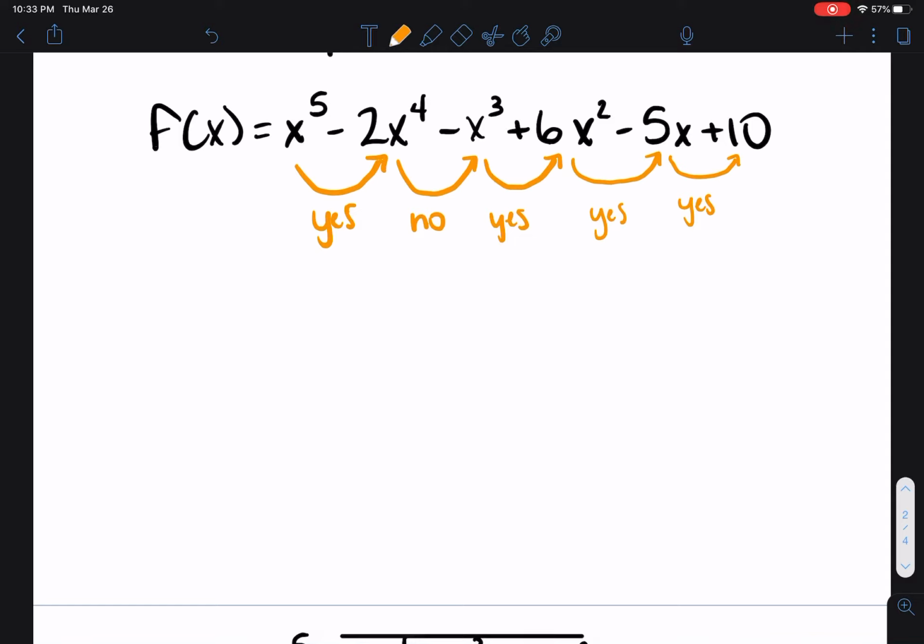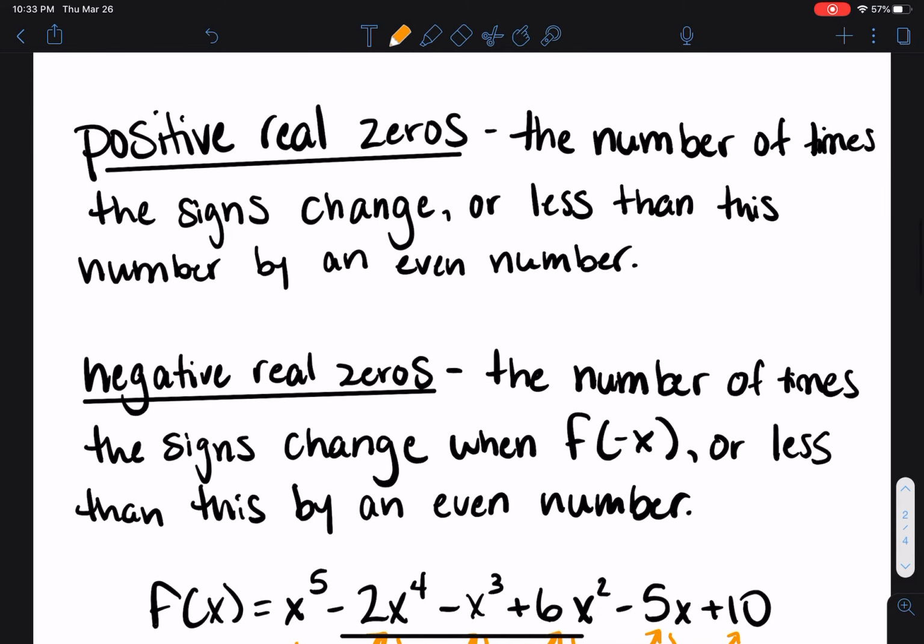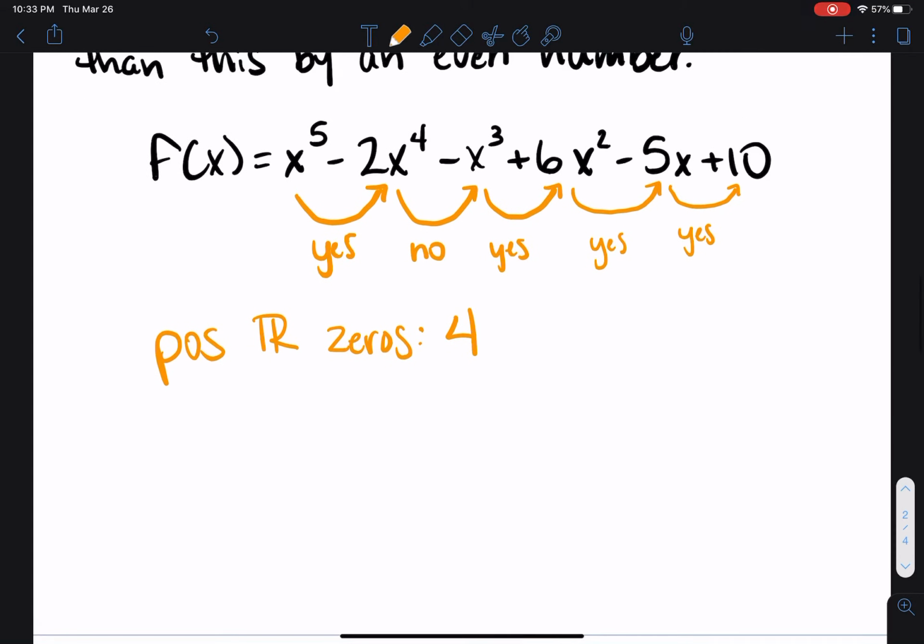So that means that our number of positive real zeros can be 4. There's a little piece after that: 4 or less than this number by an even number. So that means that it can be 4, 2. So basically we're just going to keep going lower to the next even number. So 4, 2, or 0.